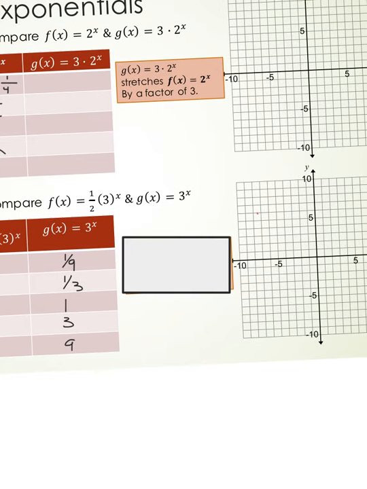Okay, so note we're going to graph negative 2 and 1/9, negative 1 and 1/3, 0, 1, 1, 3, and 2, 9. Now we can graph our f of x.